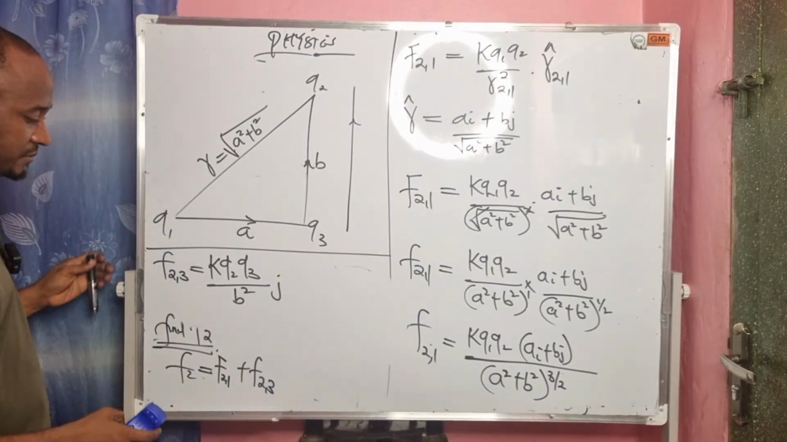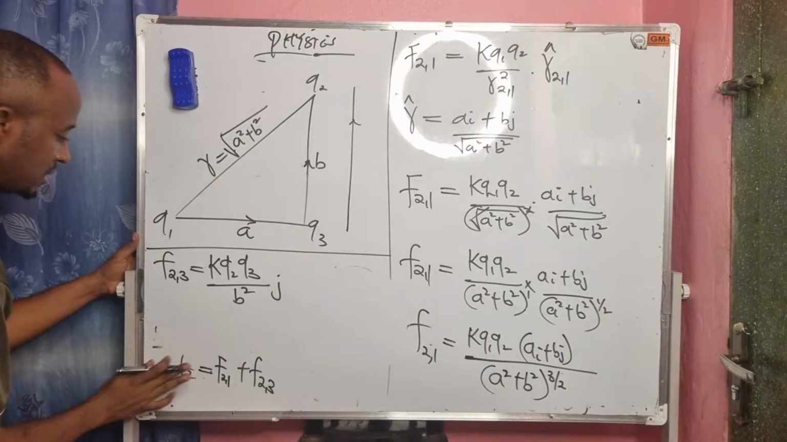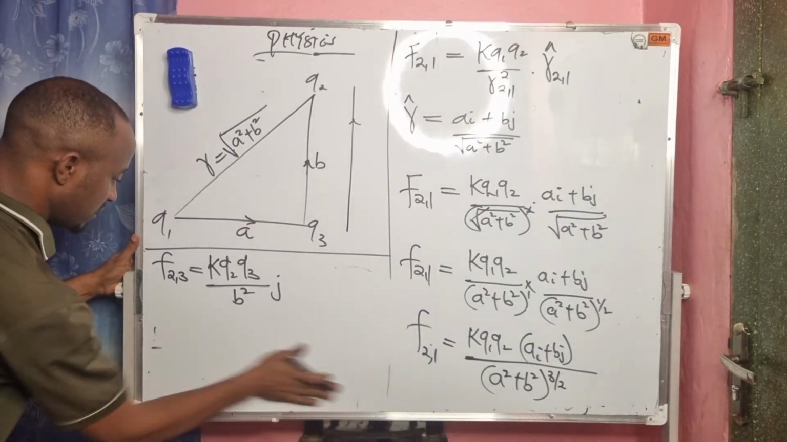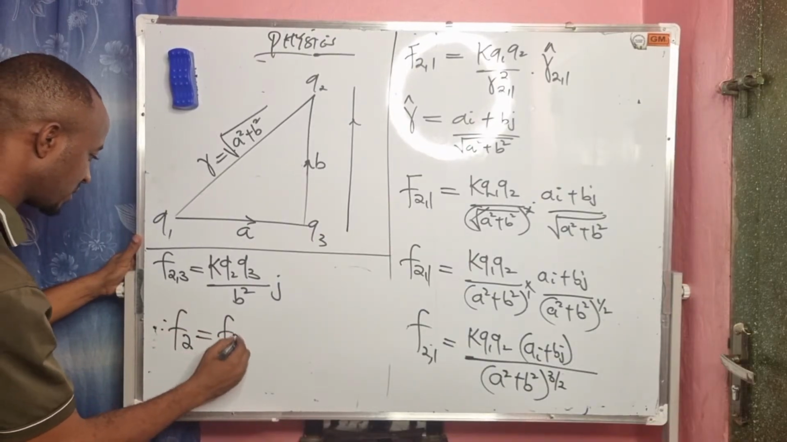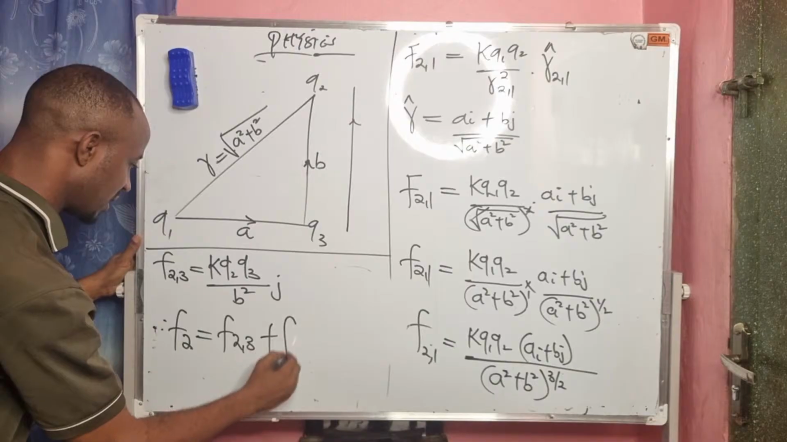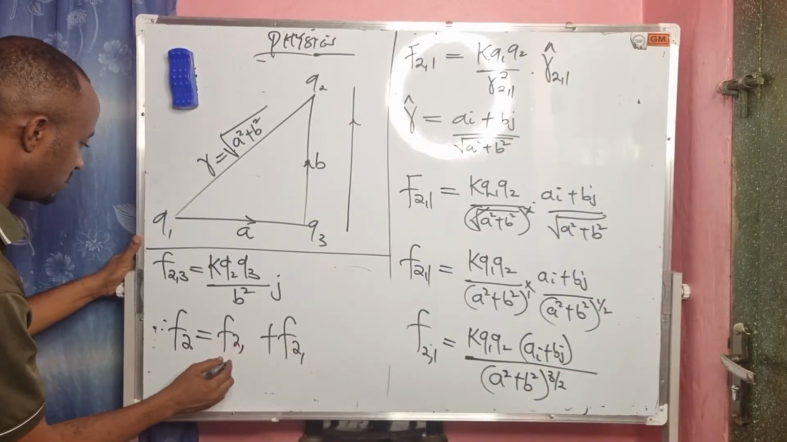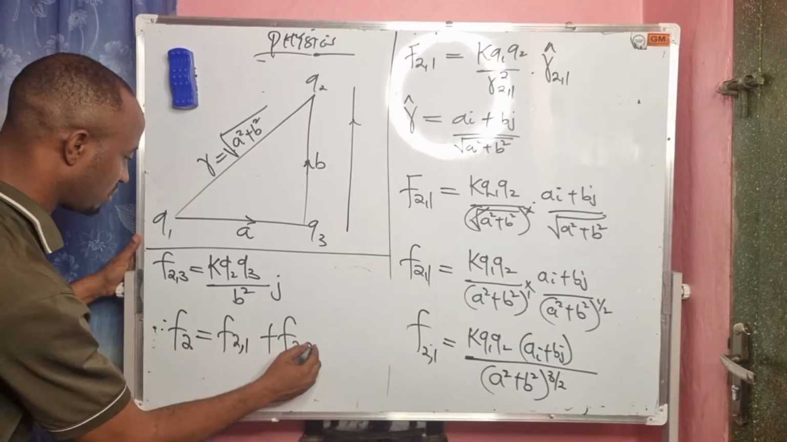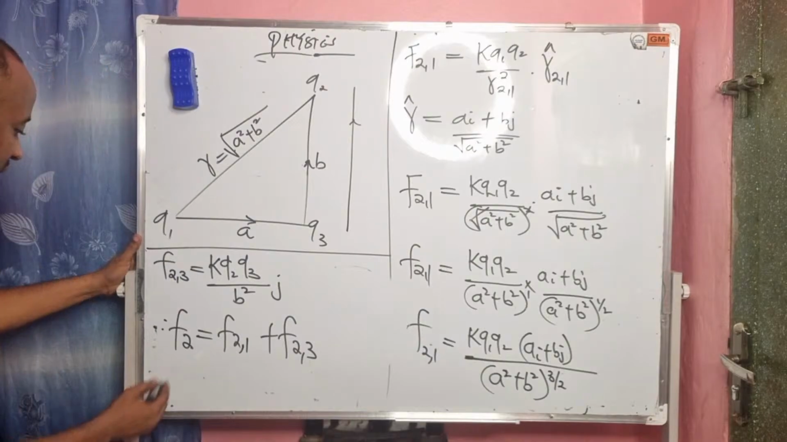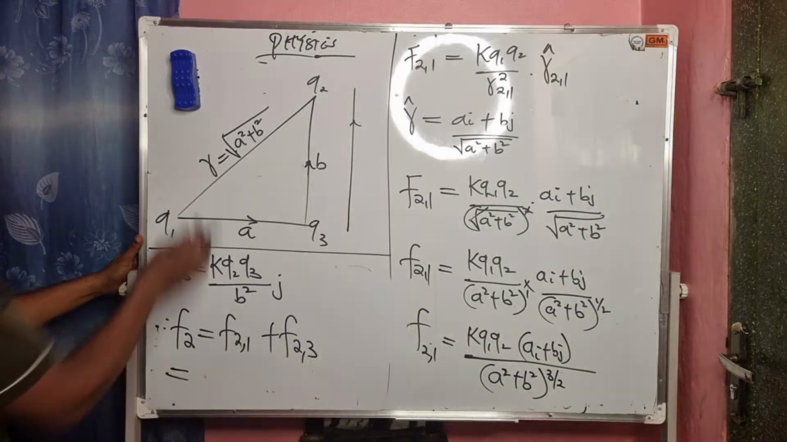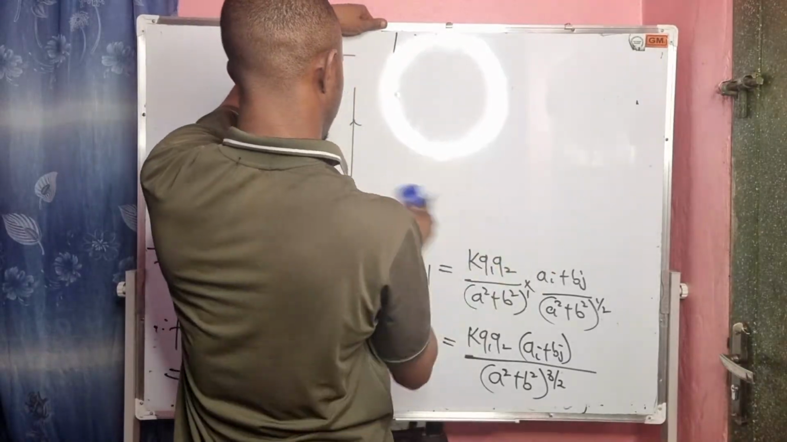Now we have seen, okay, then therefore our F2, don't forget, F2 is F21 plus F23. Is that clear? Our F21 is simply this. So that will give us what here? Let me just clean this side. Bring out the final expression.